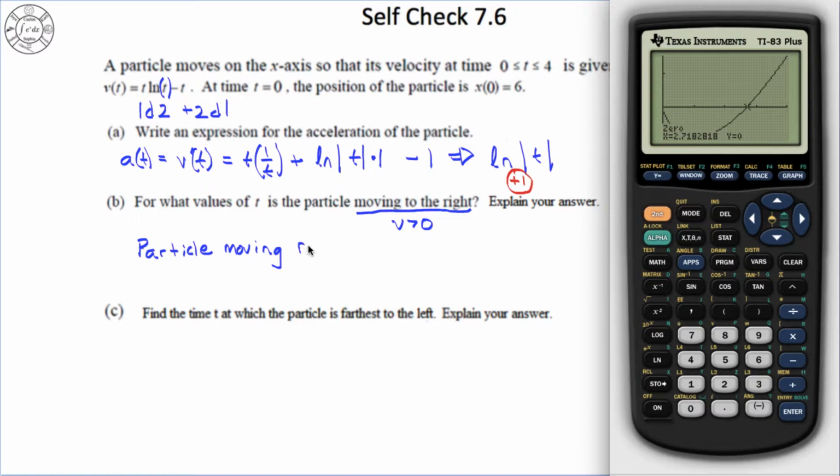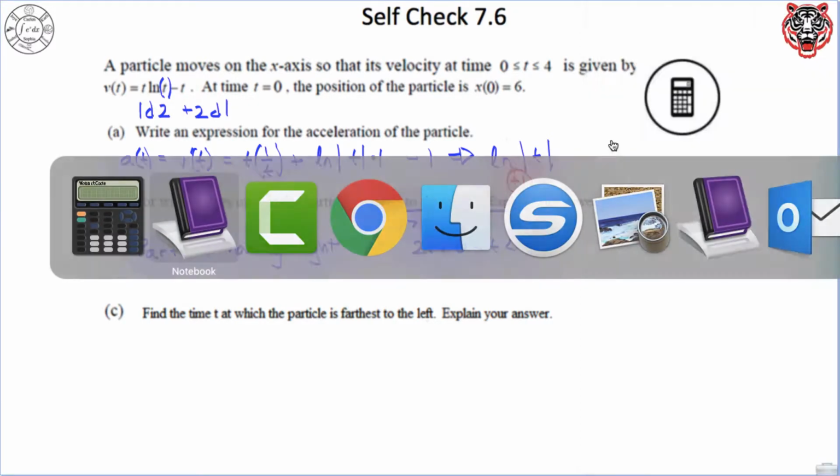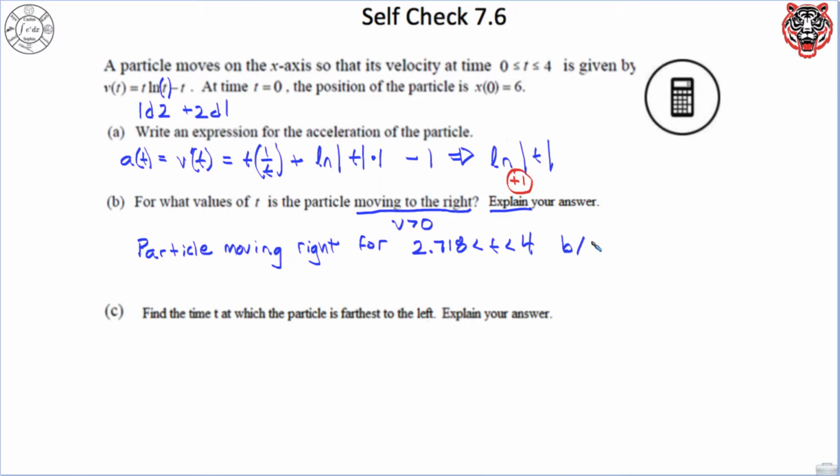That's what you think. So the particle is moving right for this interval, from 2.718 to t equals 4. To 4, exactly. Wait, I put 6. And we don't get your second point if you don't explain your answer. So to explain our answer, what is our reasoning? Those values are above the x-axis. Yeah, because velocity is greater than 0 for that interval. Do we have to say velocity? Nope, your explanation is perfect.